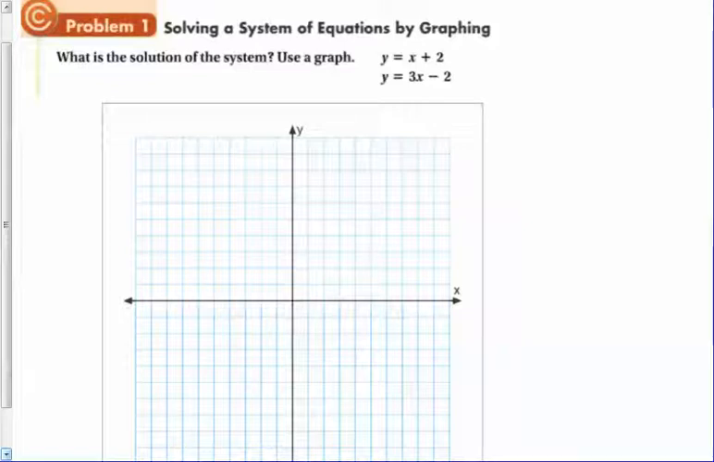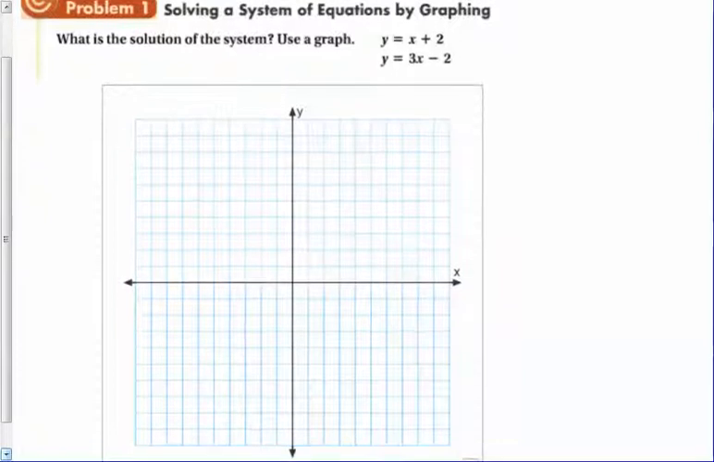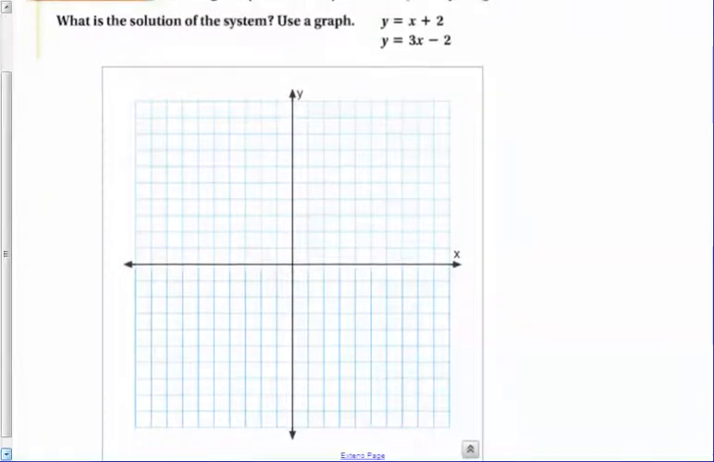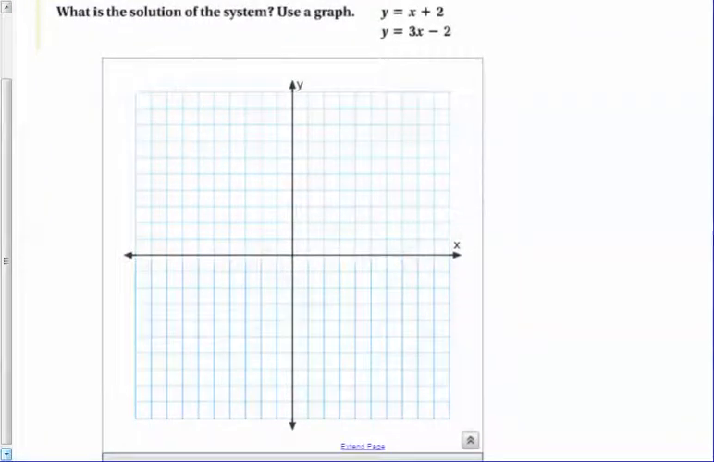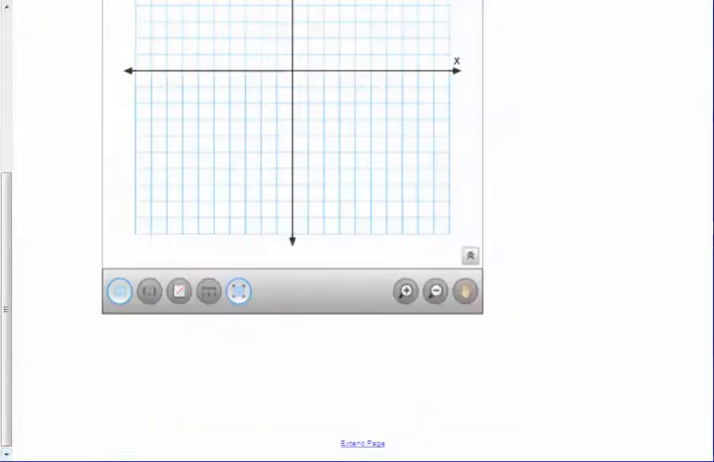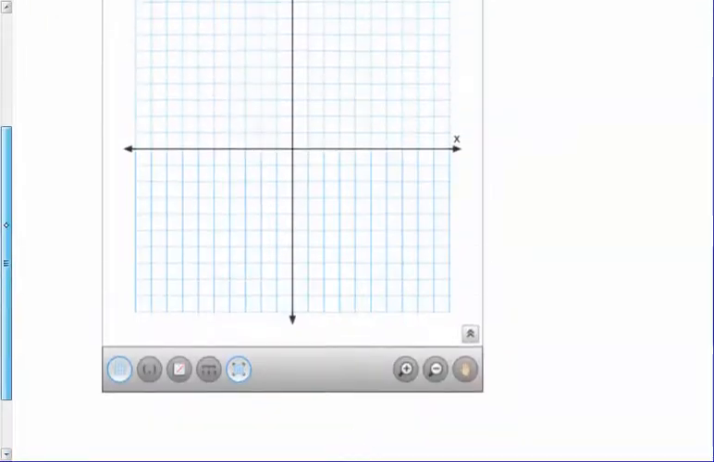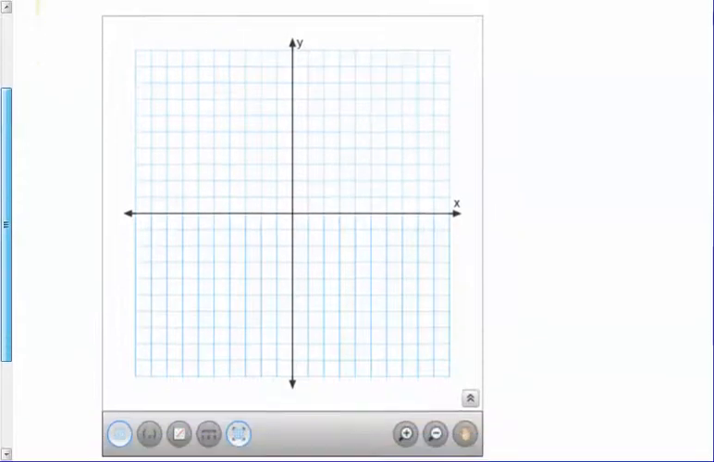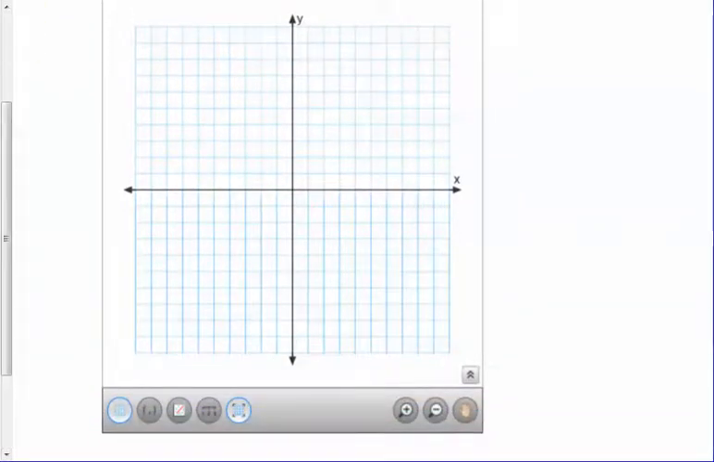The easiest way is to use a graphing calculator if you have one, but we're going to try to do it old school here. You want to find where they cross. Where they cross is the intersection, or the solution to the system. What's the y-intercept of my first line? The y-intercept is 2, so I'm going to put a dot at 0 comma 2.